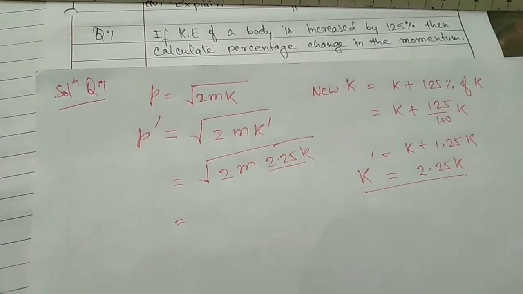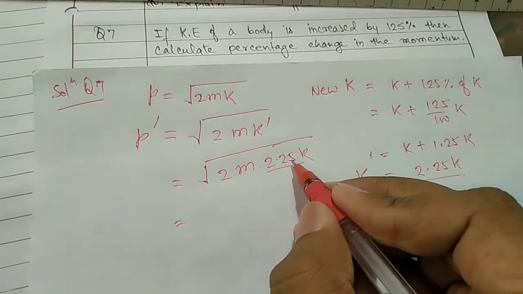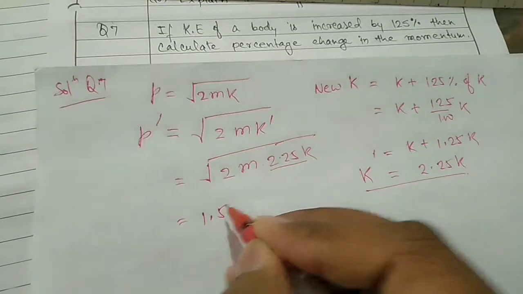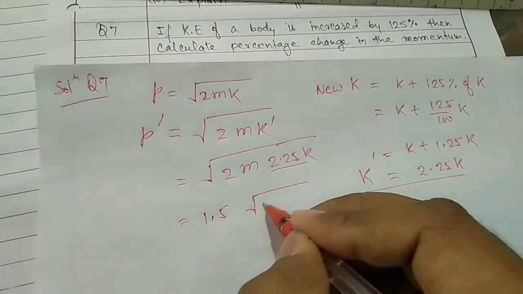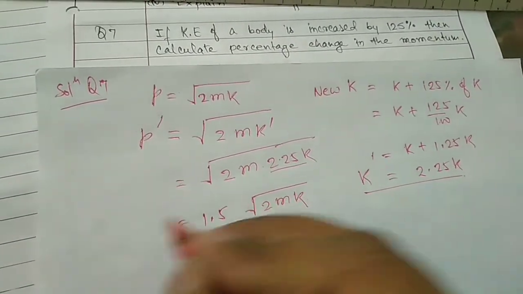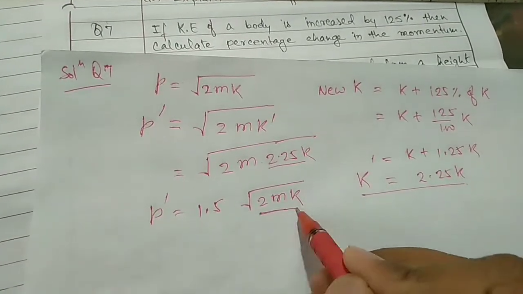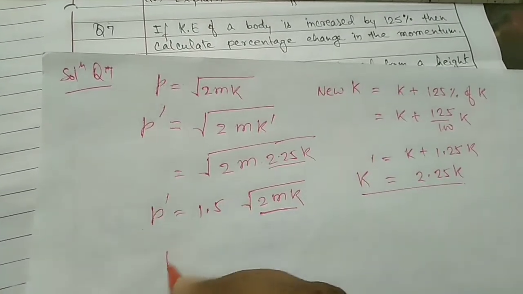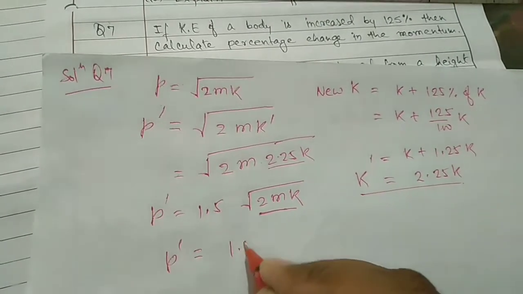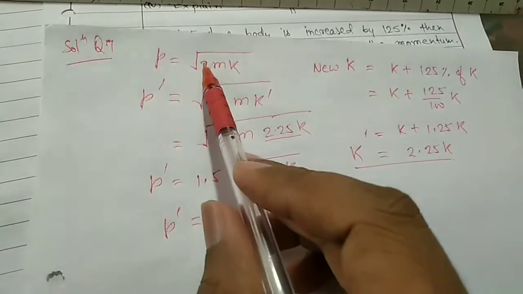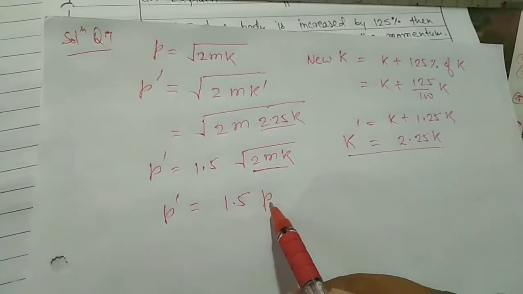Cutting here. You can say that 2.25 is the square of 1.5. So 1.5 will come out under root. This is P dash. So what is this? This is P. So let's write that. P dash is equal to 1.5 P. Initially it was P, currently it is 1.5.